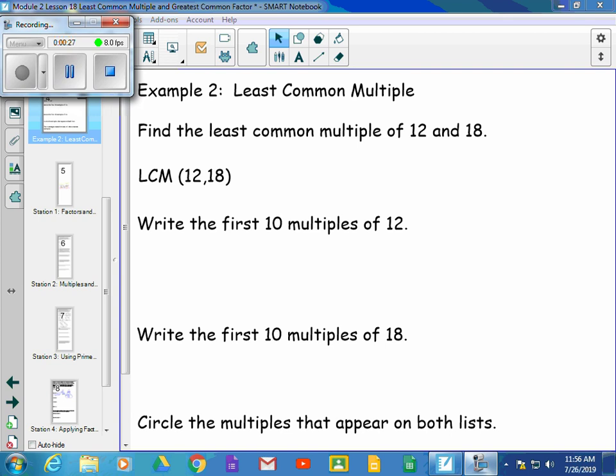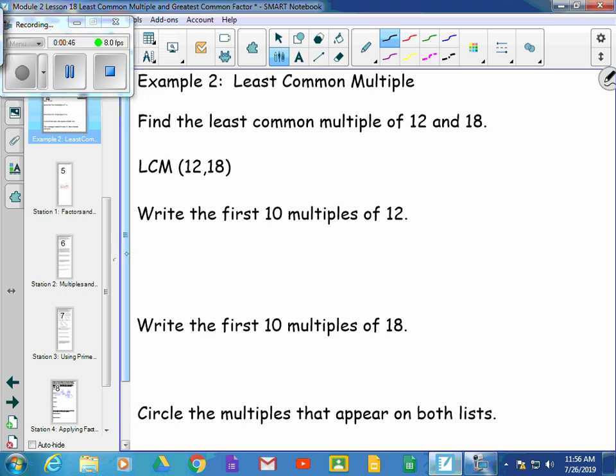The cool thing about least common multiple, I'm only going to show you one method to find the least common multiple. That method is listing all the multiples. So we're going to list the multiples of 12 and the multiples of 18 in order to find the least common multiple. Now this first sentence says write the first 10 multiples of 12. We're going to save ourselves time. We're going to write just the first 6 multiples of 12.